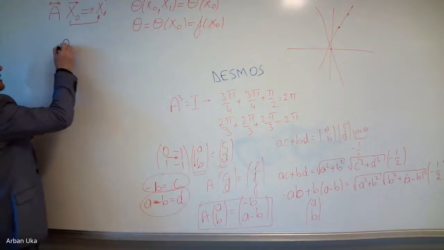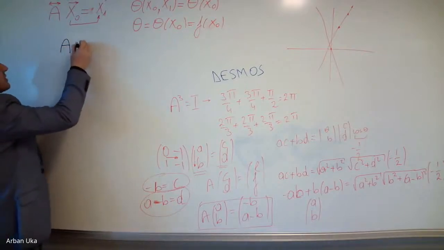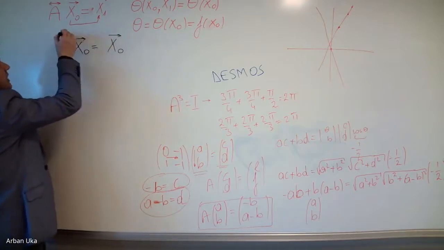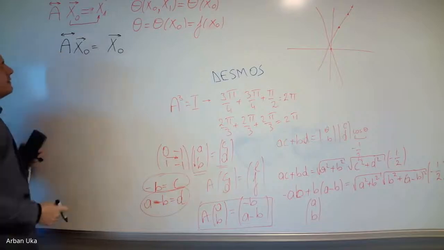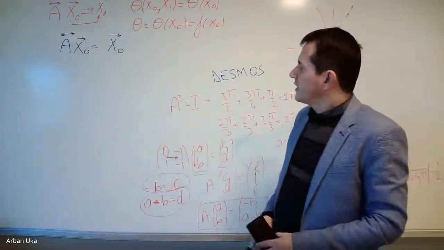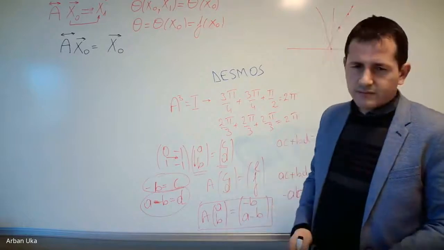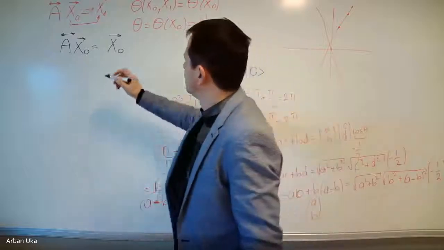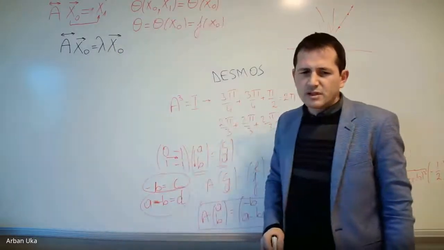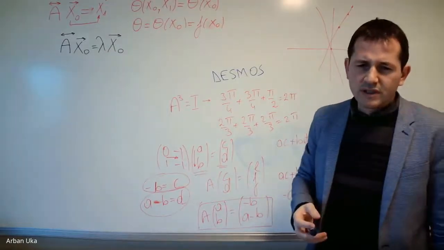So you are saying that A, if we multiply it with x0, we could obtain x0. Okay, so maybe we do not rotate the vector at all. But could the length be the same? What do you think? The length of the resultant. Maybe not. Let's assume that we don't rotate it.